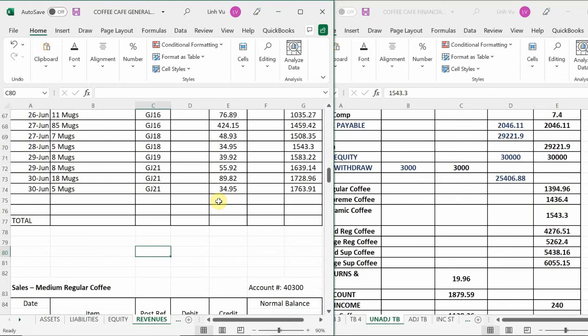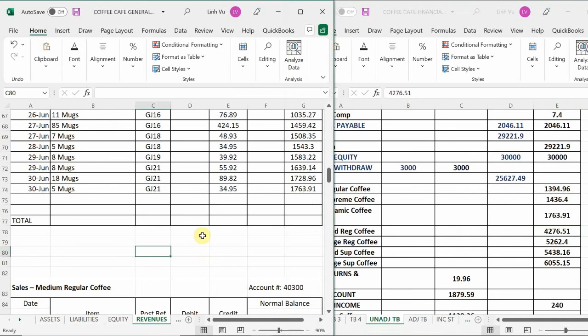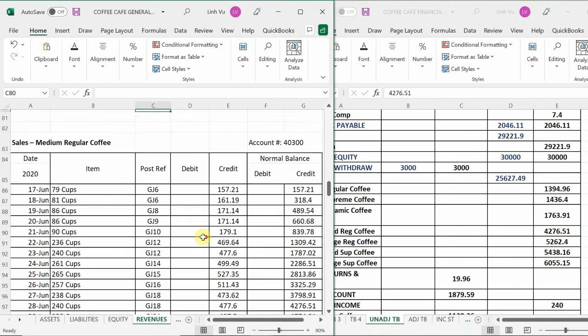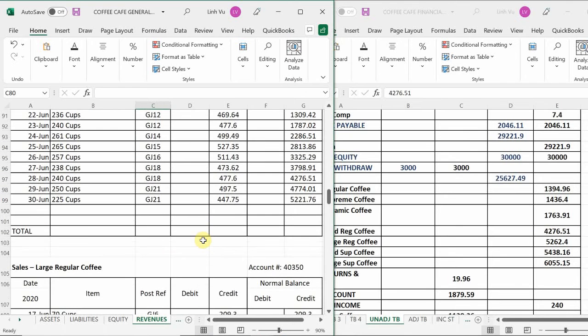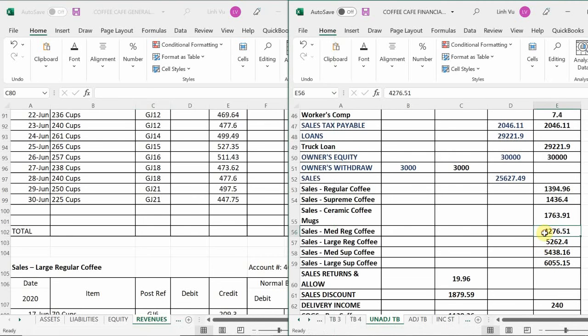My ceramic coffee mugs is $1763.91. My medium regular coffees is 5221.76.